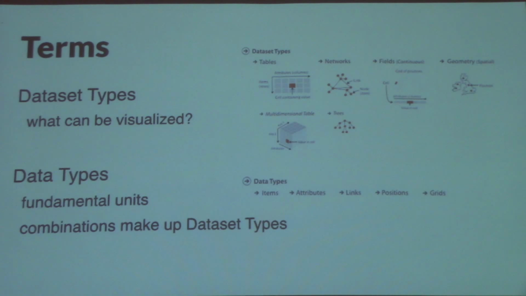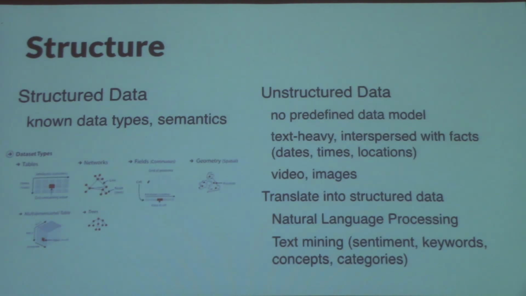So these are the data set types, and then we have data types, which are the fundamental units. So I could have temperature, for example, as a number, and that could be in a table, it could be associated with a node in a network, it could be in a field. It doesn't really make sense for geometry, but there's a difference between the data set types and the data types. The combination of data types makes up the data set types. So here we have the general data types. We have items, attributes, links, positions, and grids. We'll talk more about these in the following.